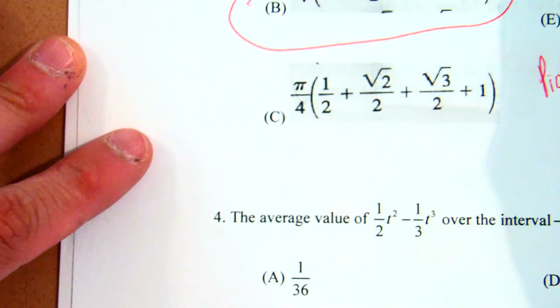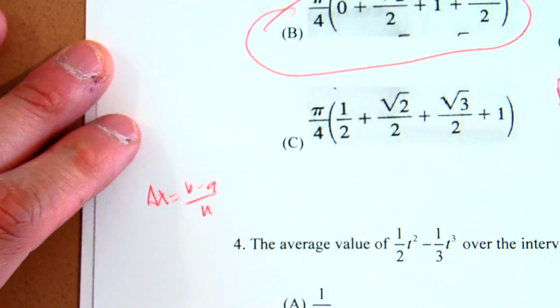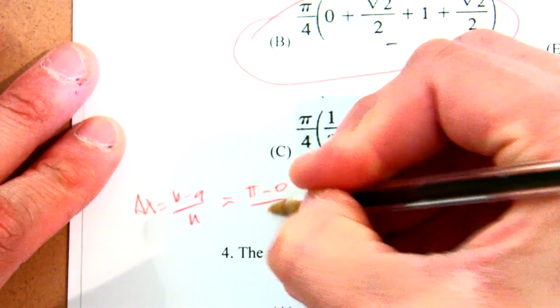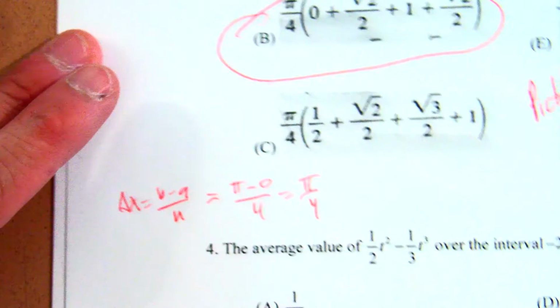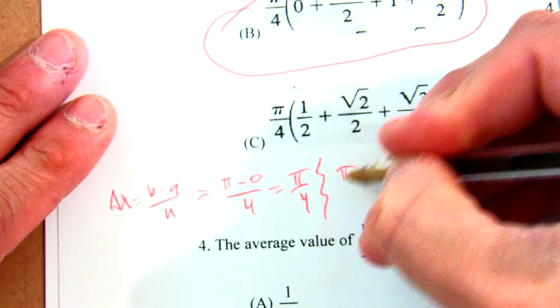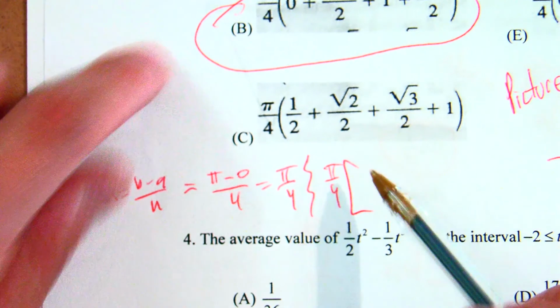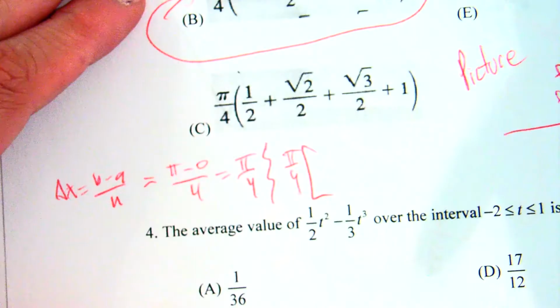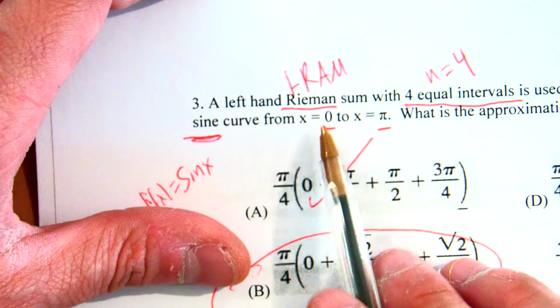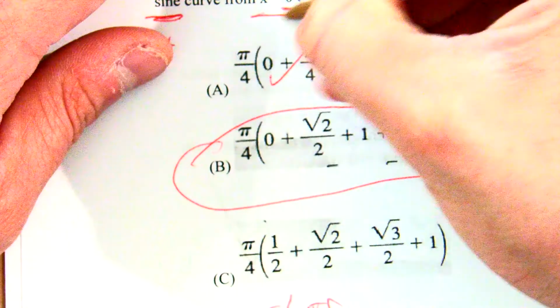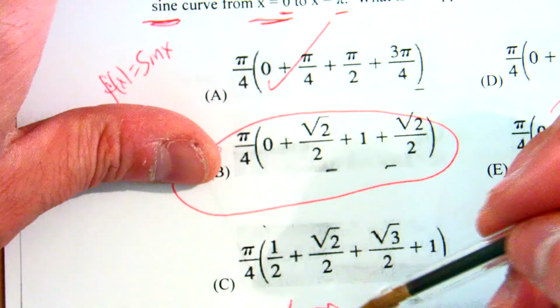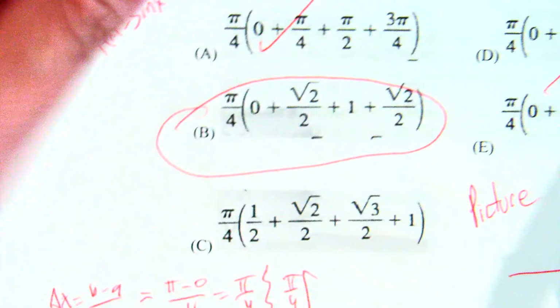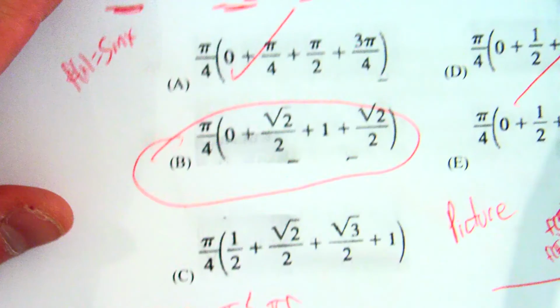Similarly, let's say you didn't want to use a picture. Edgar, you didn't like the picture, right? So Edgar did delta x is b minus a over n, right? And what is it? It's pi minus 0 over 4, so it's pi over 4. And then you do pi over 4 times each of the x values. For LRAM, you use the first value. If it was RRAM, the first one would have been pi over 4, and the last one too. Okay, good distinction. And we should write that down.